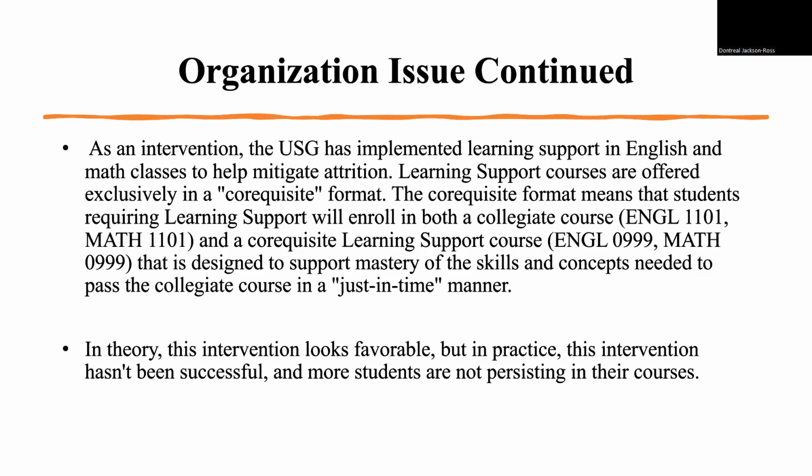As an intervention, the USG, which is the governing educational body for CSU, has implemented learning support in English and math courses across various campuses to help mitigate attrition. Learning support courses are offered exclusively in a co-requisite format. Now, the co-requisite format means that students requiring learning support will enroll in both a collegiate course, such as English 1101, and a co-requisite learning support course, which would be English 999, that is designed to support mastery of the skills and concepts needed to pass the collegiate course in a just-in-time manner.